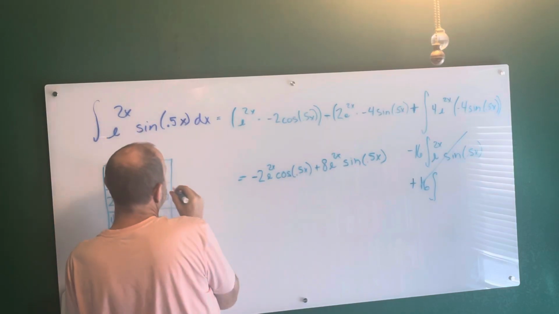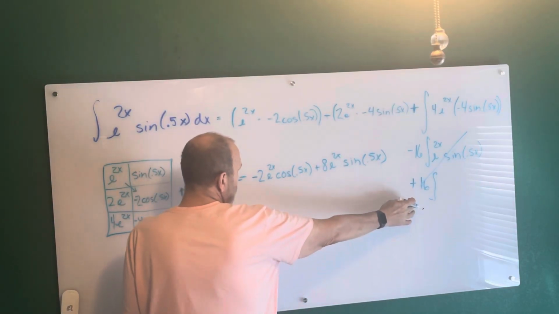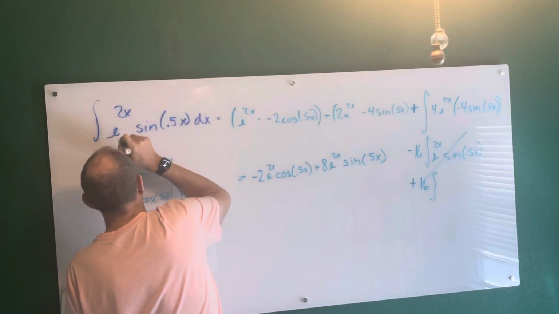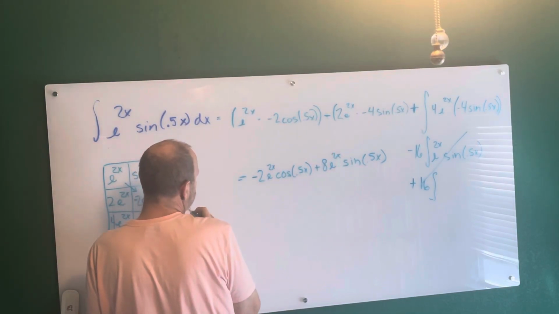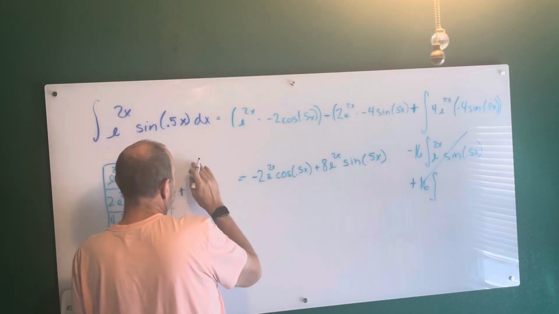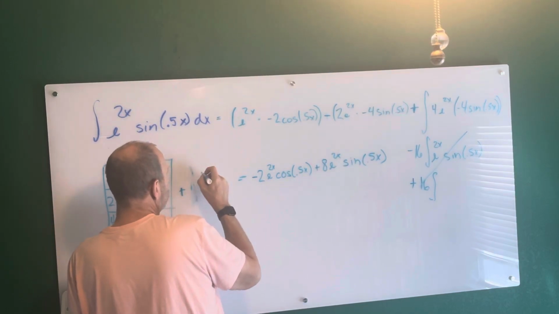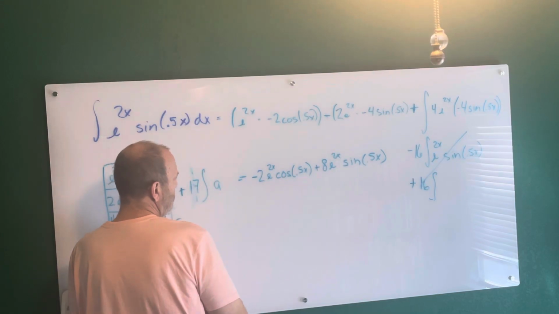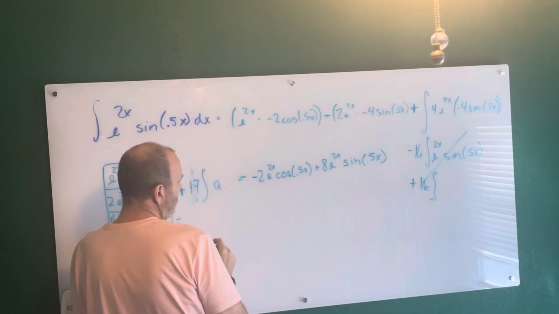equals 17 of these, right? I put 16 here, and I have to add 16 here. I started with 1, now I've got 17. I'm just going to call it A. So I've got 17 of those, called A.